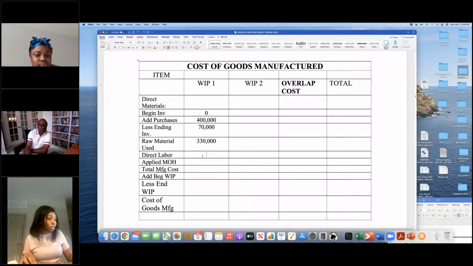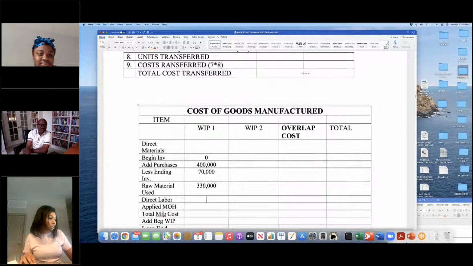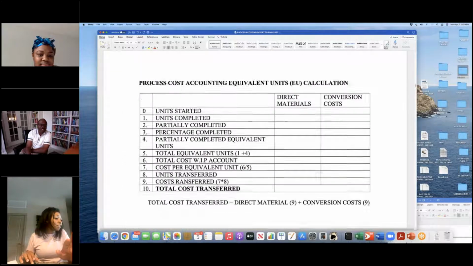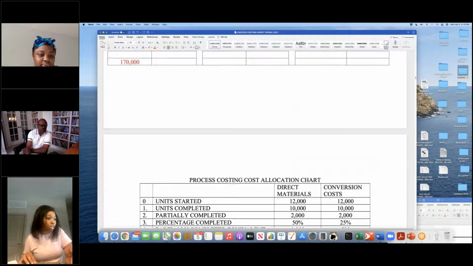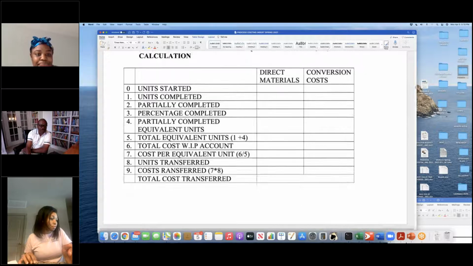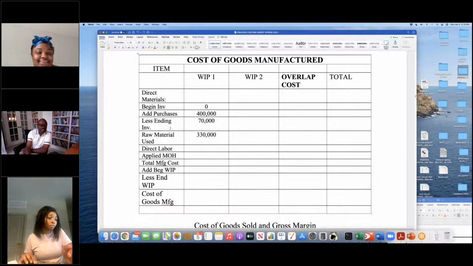What was the labor? Look at your T account. I know, I'm trying to put it in. Go back up. I was still trying to plug everything in, Professor. You're kind of moving fast. The labor was 272,500. I'm going along so it can make sense. I'm putting my stuff in the charts too. The manufacturing overhead was 200,000.